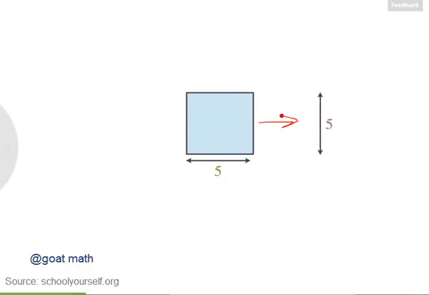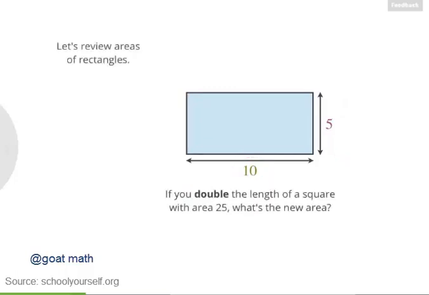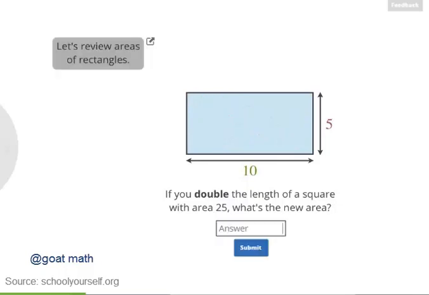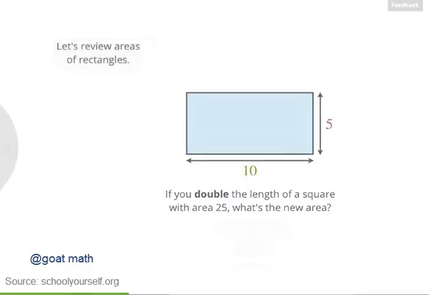Let's go ahead and stretch this square by a factor of 2, doubling its length. So now we have a rectangle whose height is still 5, but now its length is twice as long. It's 10. By stretching our square with area 25 and doubling its length, what's the area of this resulting rectangle? Right, so now the area is 50, or twice the area of the original square.